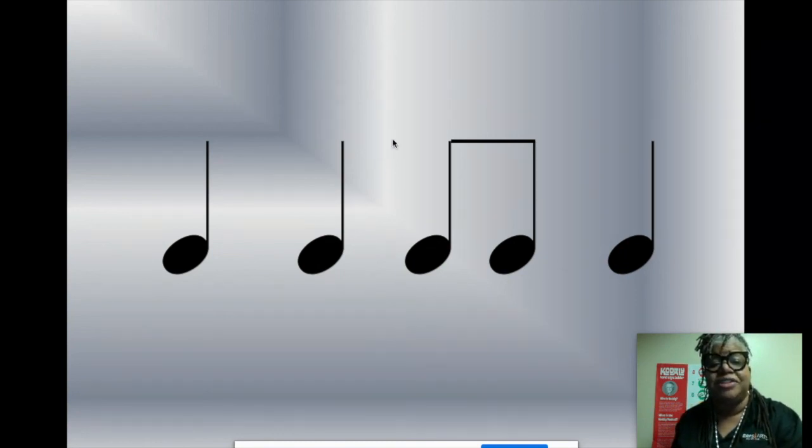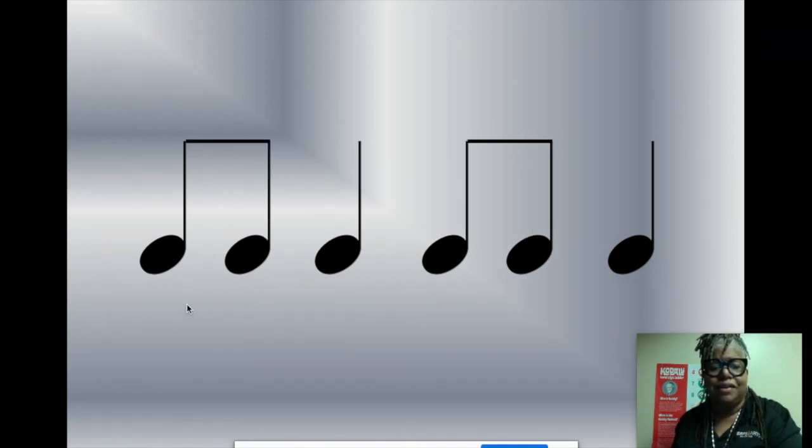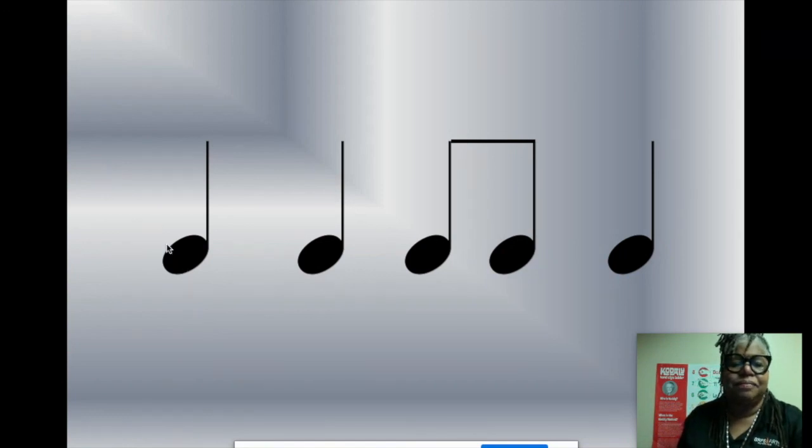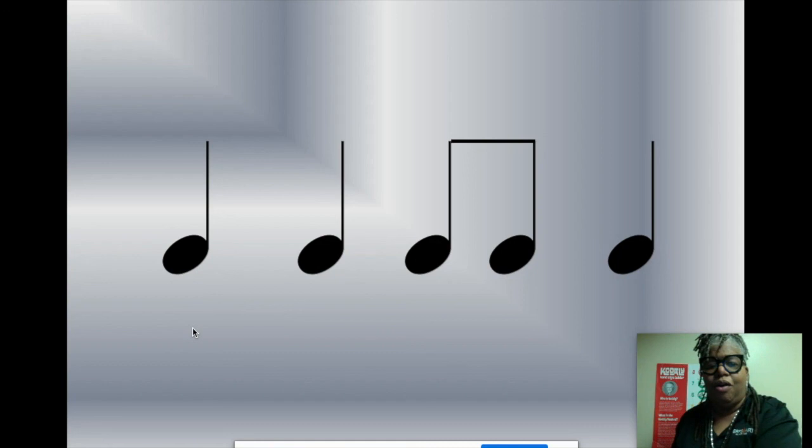So these notes are going to be divided, okay? So again, if these were all quarter notes, it would be ta. Whoops, let me get my cursor going. Ta. Let me do it again. Ta. Oops, and it didn't do that. Ta, ta, ti, ti, ta. Okay? Now, what if these were all quarter notes?